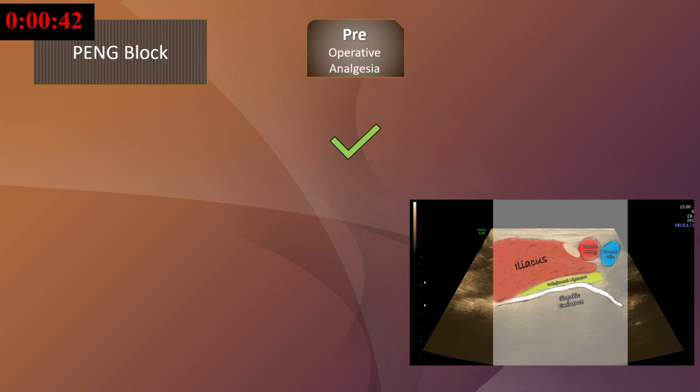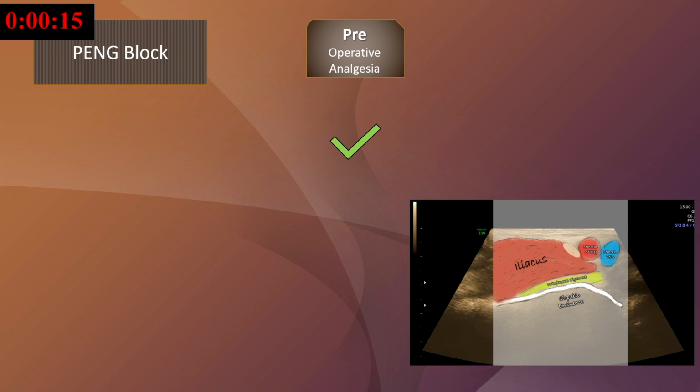PENG block is a very interesting block which targets the articular branches of the nerve as they traverse over the iliopubic eminence of the hip joint. So the idea is, again, you have a very site-specific analgesia. You don't experience a motor blockade of, say, a femoral or a fascia iliaca block, and it basically just targets that little area where the articular branches enter the hip.